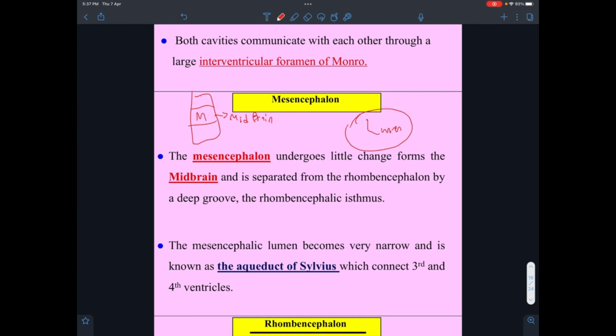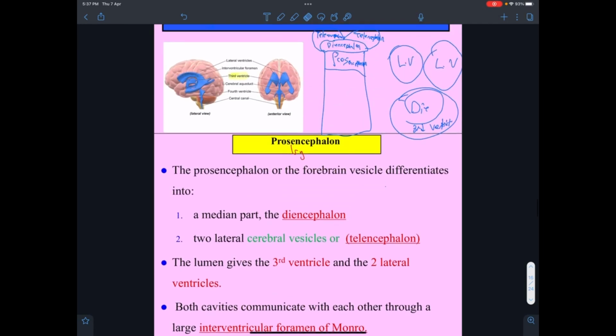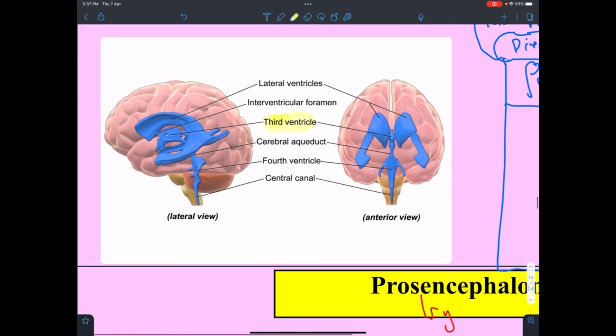This lumen eventually, at some point, is going to become very narrow. And why does it become narrow? Because at some point during development, it's going to form what, Nawaf? The cerebral aqueduct. This is why. Do you remember the cerebral aqueduct? This is the cerebral aqueduct which was separating the ventral surface of the midbrain from the dorsal surface of the midbrain. And the cerebral aqueduct was very important because it was collecting CSF, all right?